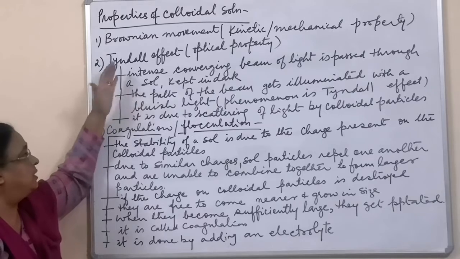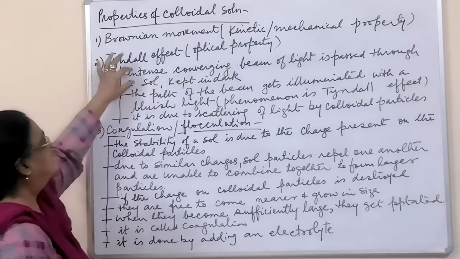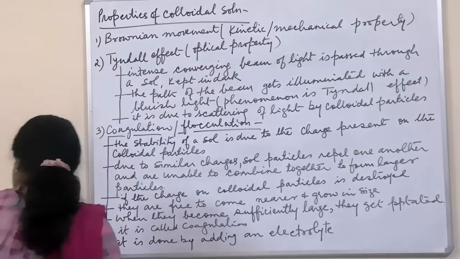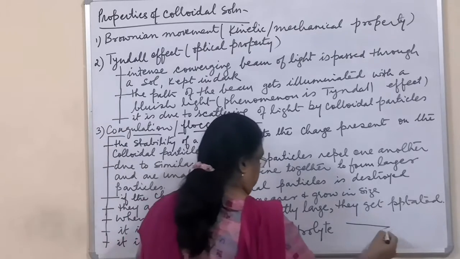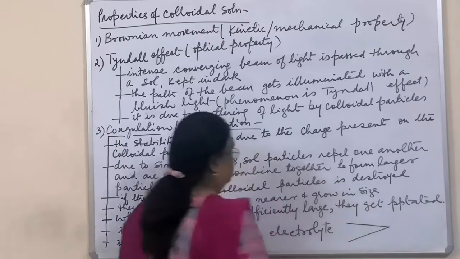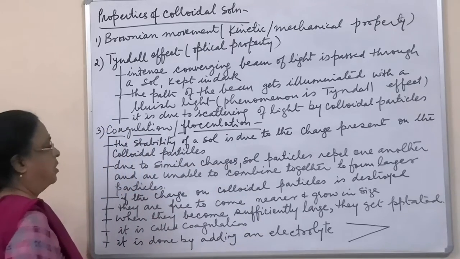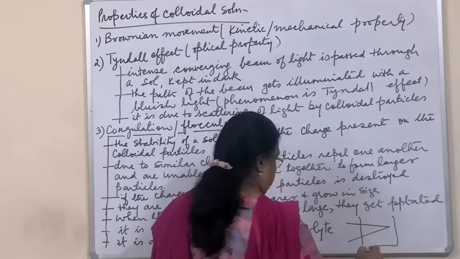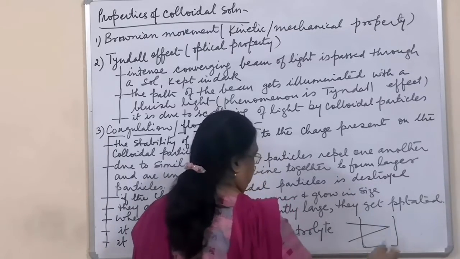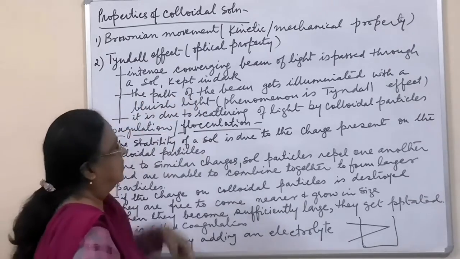So as you can see, only these points you have to cover in Tyndall effect. When an intense converging beam of light, this is a beam of light, converging, meeting at one point, is passed through a sol. If the sol is kept here and this beam of light is passed, and the sol is kept in the dark, the path of the beam gets illuminated.